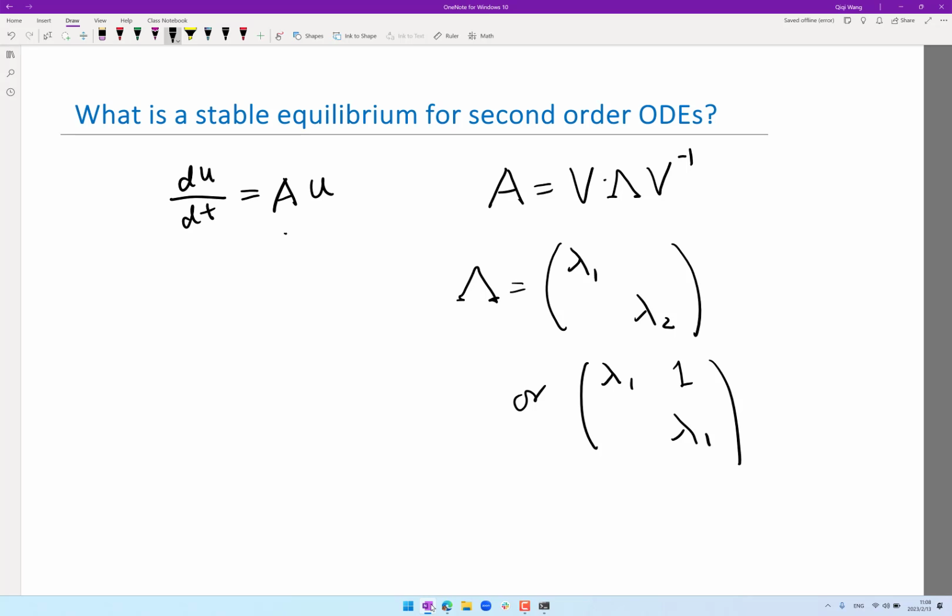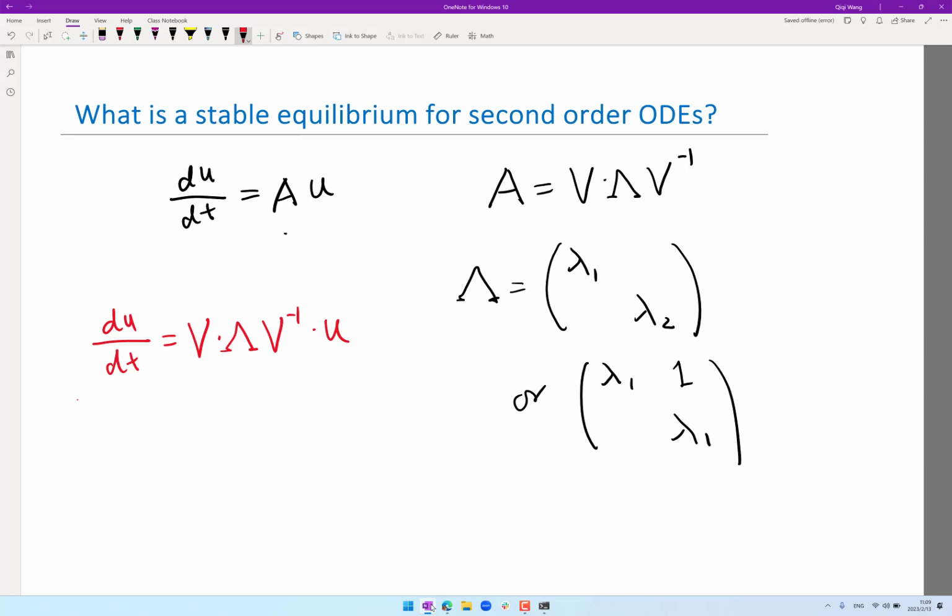In case of the eigenvalues being the same, because A is a real matrix, they can only be real numbers. But if the eigenvalues are different, they can either be both real numbers or a complex pair of conjugate values. So when we're able to decompose the matrix like that, we can write our dynamical system du/dt in a similar form. That would be equal to V times this Lambda times V inverse times u.